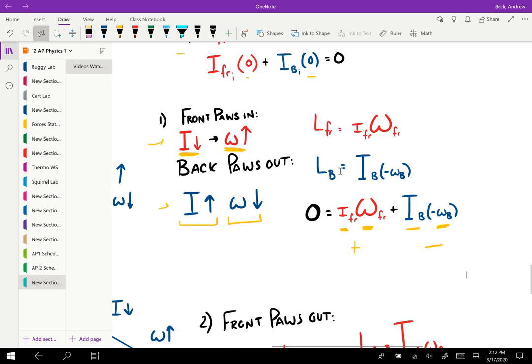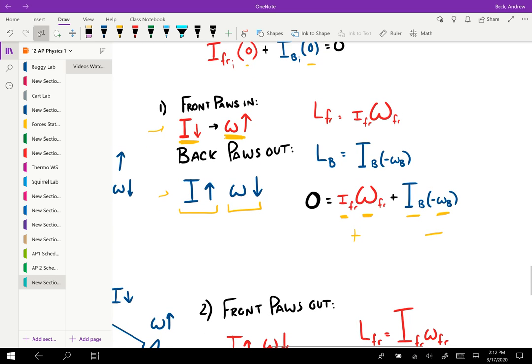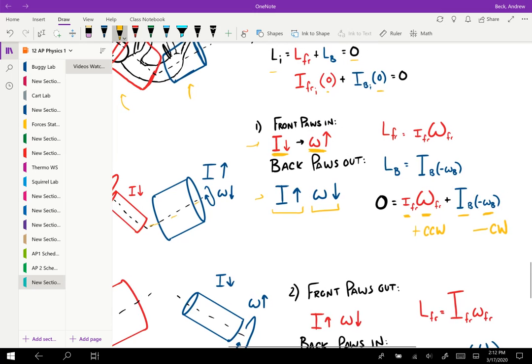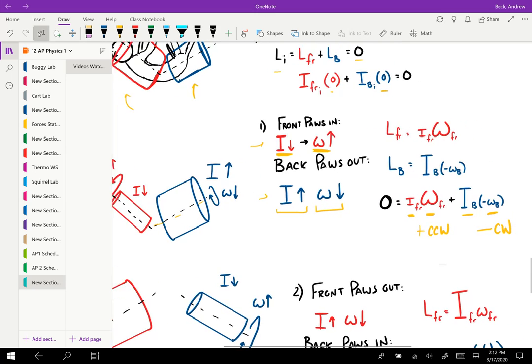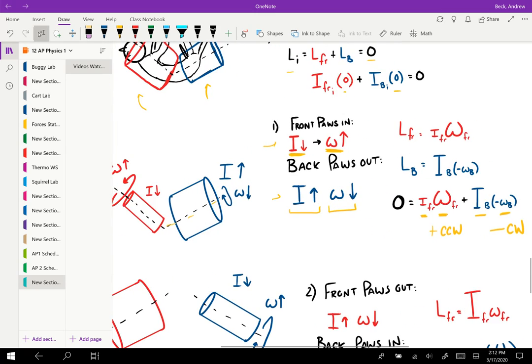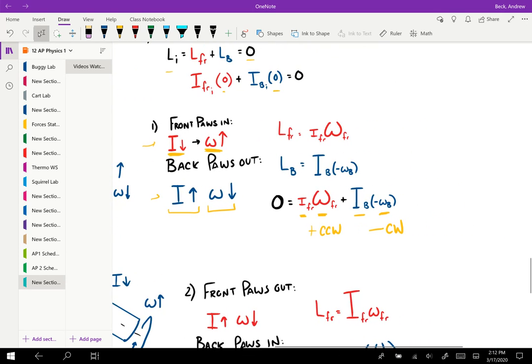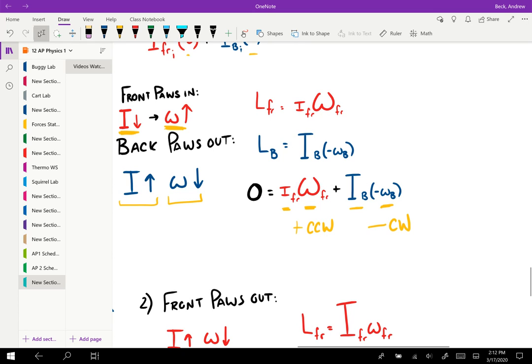Okay, so we just said that within this, we have a positive rotational velocity and a negative rotational velocity, because we said those things can have signs. We define positive as counterclockwise and negative as clockwise. So both halves of the cat, the front half and the back half, are rotating in opposite directions. So we still have this where we can have a zero angular momentum.